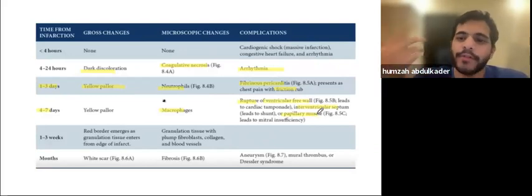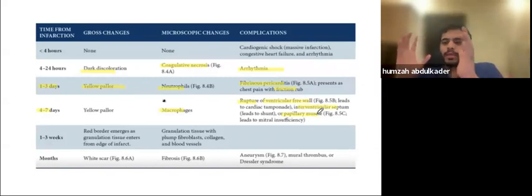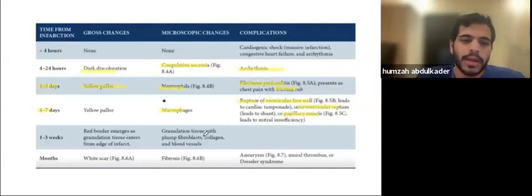Okay, now after the first week, we get to the first month, which is when we start to get scar formation. Okay, and now scar formation starts with granulation tissue.